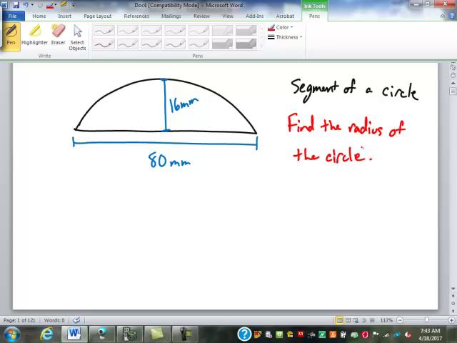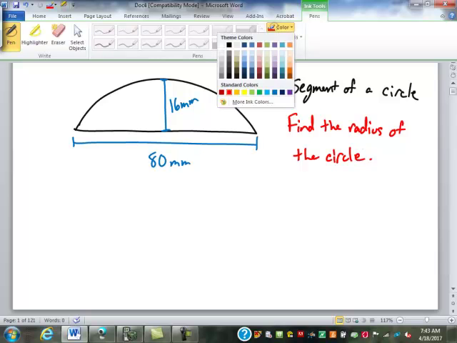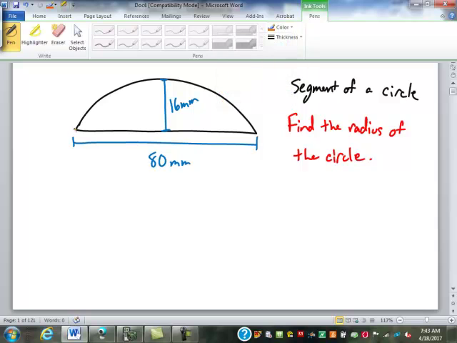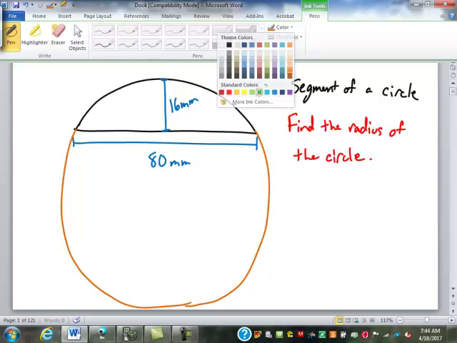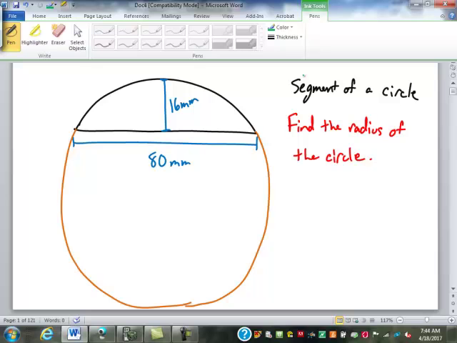I want to find the radius of the circle that this segment came from. So imagine a full circle here. What would the radius have to be? This is something we learned last fall, and we learned it again when we're talking about circles. What we really have here is intersecting chords.